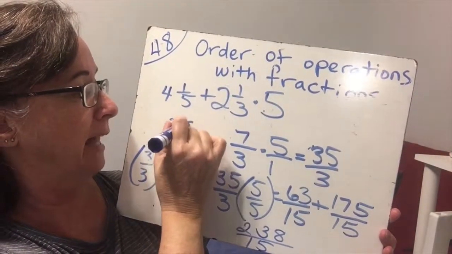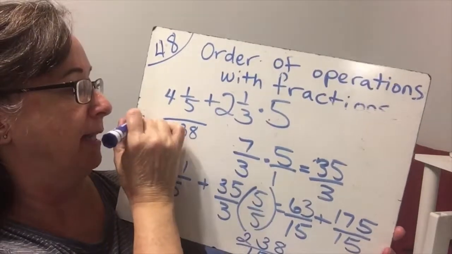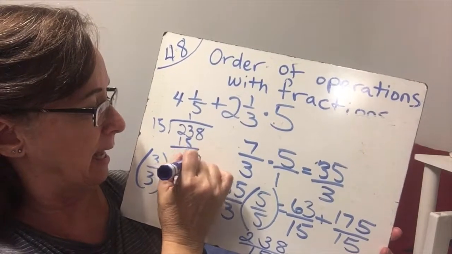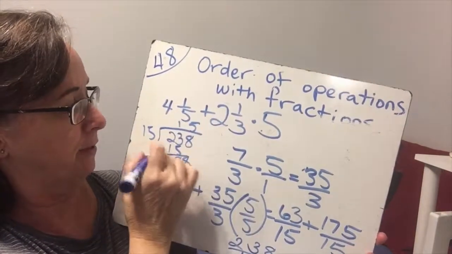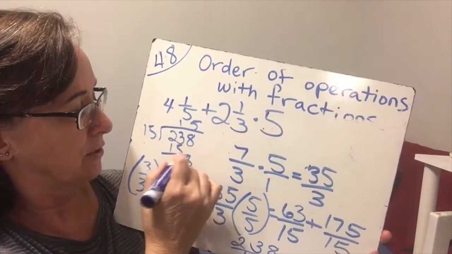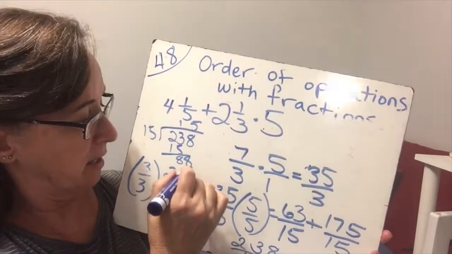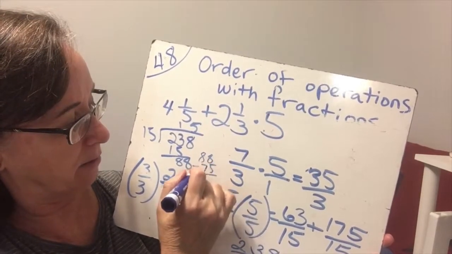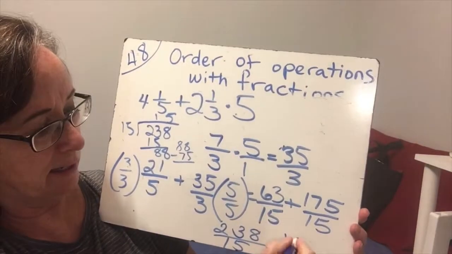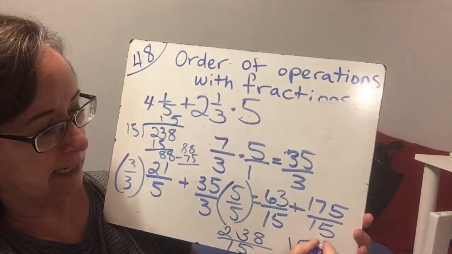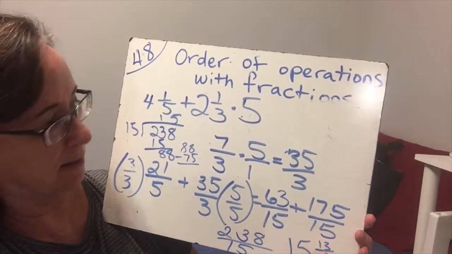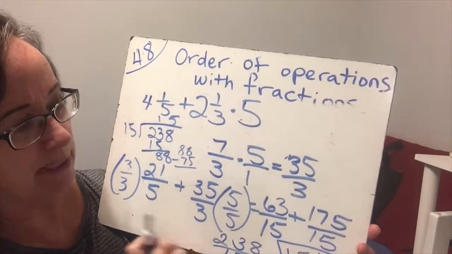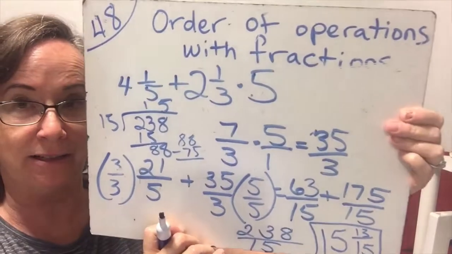So 238 divided by 15, 1, 15, 88, 75. So 88 minus 75 is going to be 13. So we're going to have 15 and 13/15. I do believe. Okay, so 15 and 13/15 should be our answer.